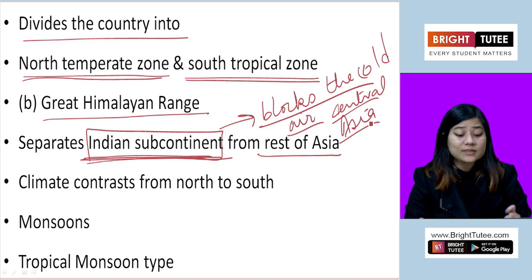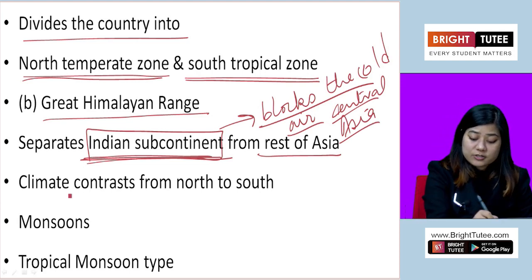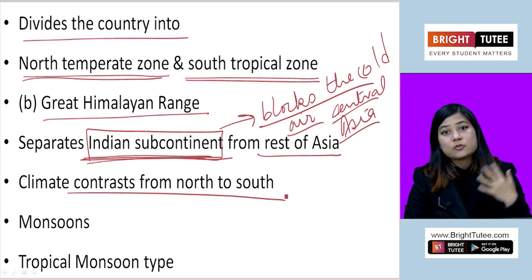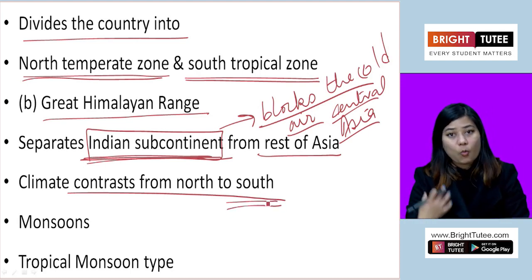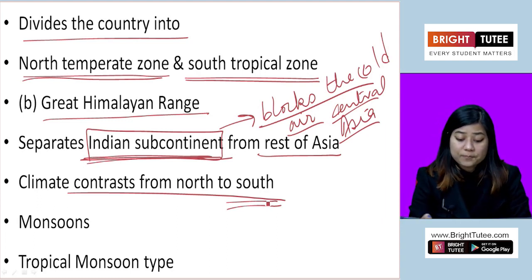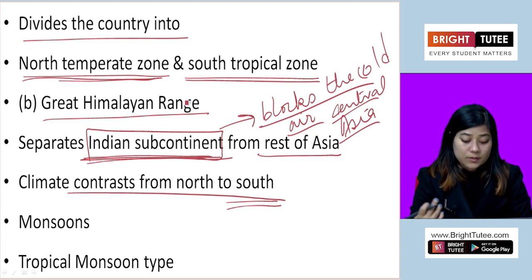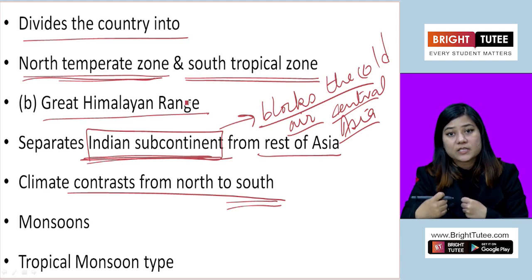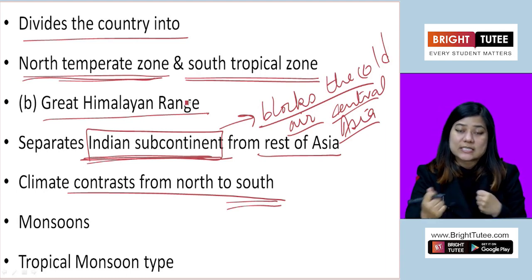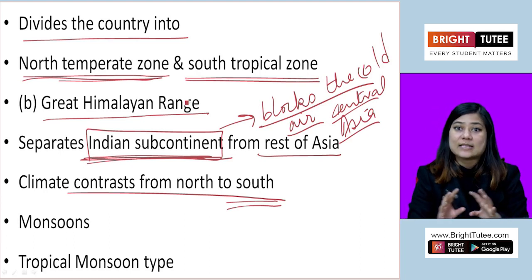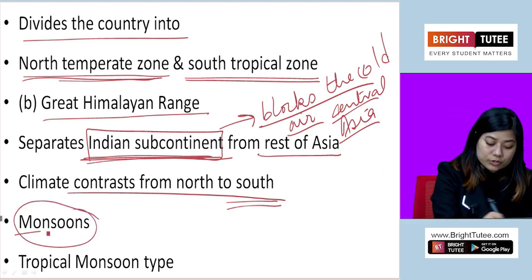All right. As a result of these factors, India's climate contrasts from the north to the south. In the north, it is colder, and in the south, it is warmer, it is hotter. So in the north, we have the temperate zone, and in the south, we have the tropical zone. Because of this difference, we can see that it contrasts. It is different from one another. But there is one unifying factor in the climate of India, and that is monsoons.